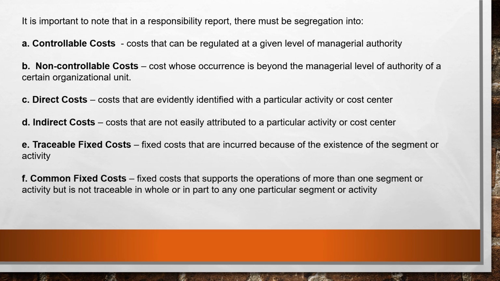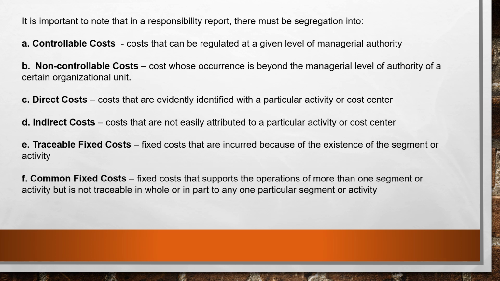For the third, direct costs. These costs are identified or identifiable with a particular activity or cost center. So for example, in the printing division that I mentioned a while ago, direct costs are the printing costs, like the materials and the printing labor.